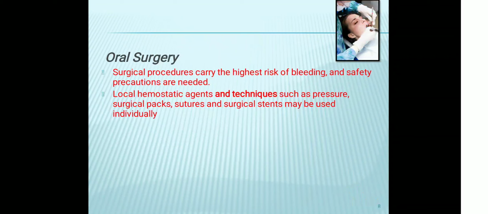Now, department-wise, oral surgery. Surgical procedures carry the highest risk for bleeding, and safety precautions are to be taken. Local hemostatic agents and techniques such as pressure application, surgical packs, sutures, and surgical stents may be used individually in treating these cases.